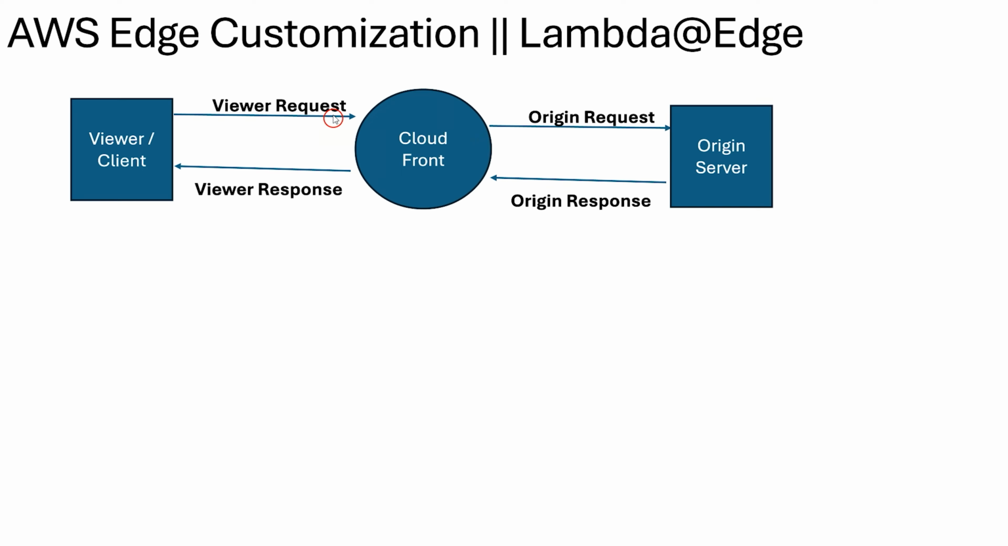The only difference here is that I have highlighted all four requests and responses. So that is the advantage. Previously, CloudFront functions were only able to customize viewer request and viewer response. But when it comes to Lambda, it can customize origin request and origin response also. That is the good thing about Lambda at Edge.